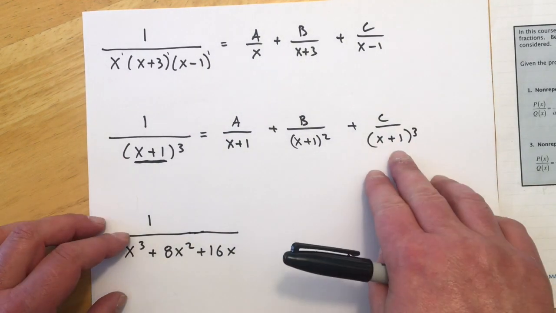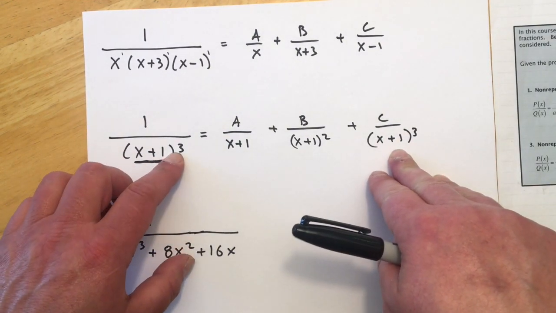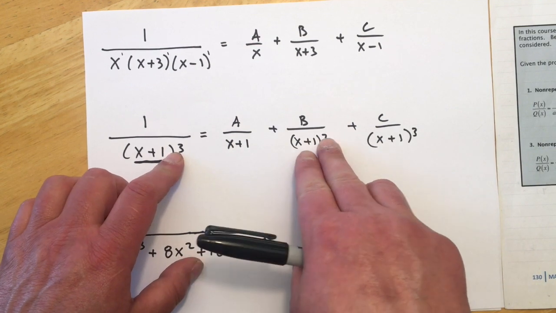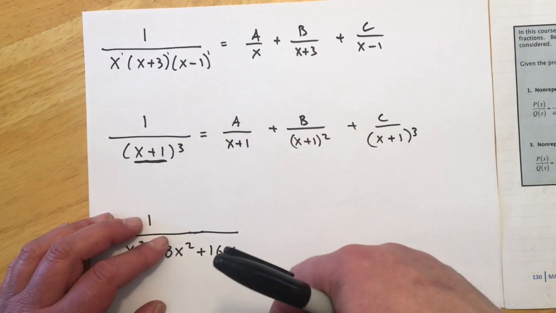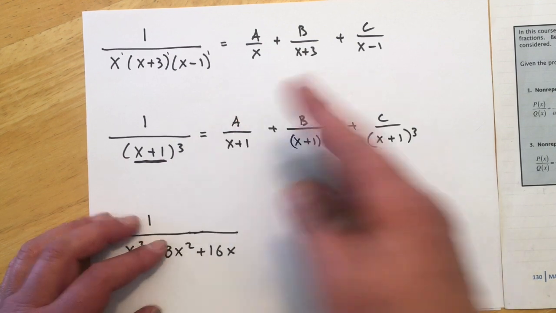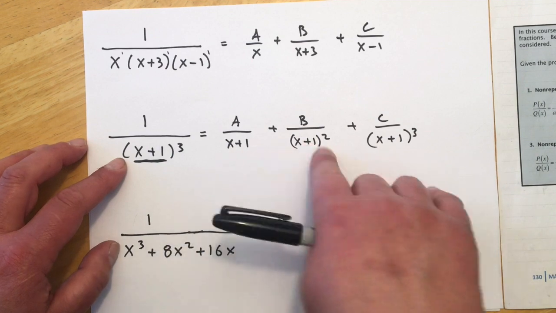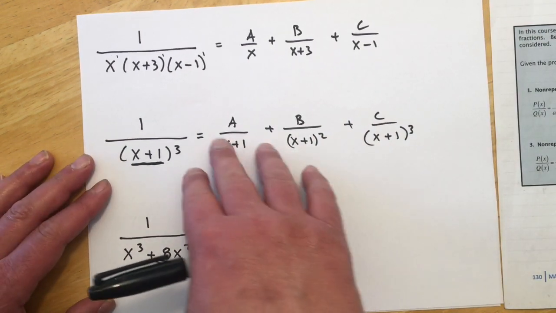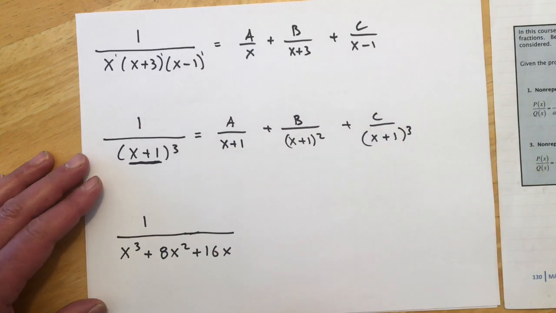And so if I have x plus 1 quantity cubed, I could have had a term that was just x plus 1. I could have also had a term that's x plus 1 squared. I don't know till I solve. These could come out to numbers, or one could end up being a 0, and that would just mean that term wasn't necessary. So we have to allow for all the possibilities.